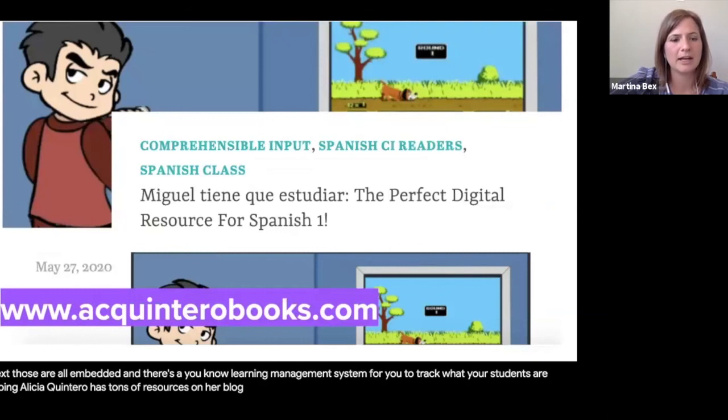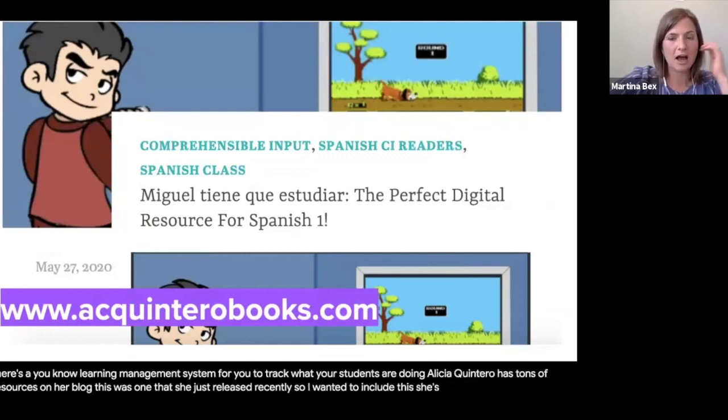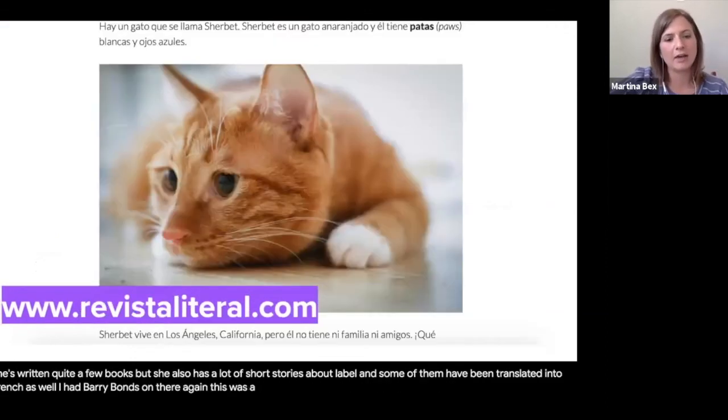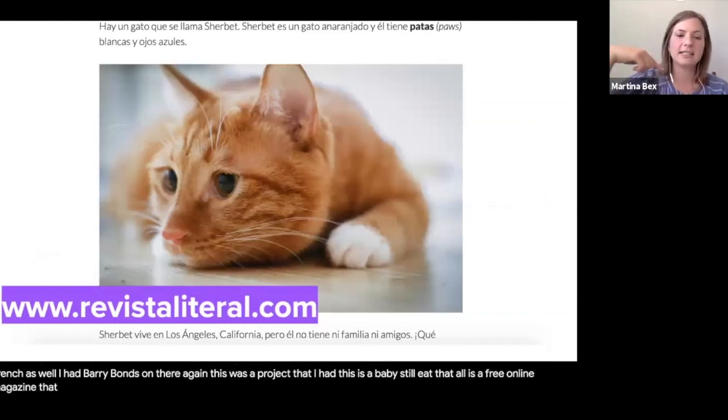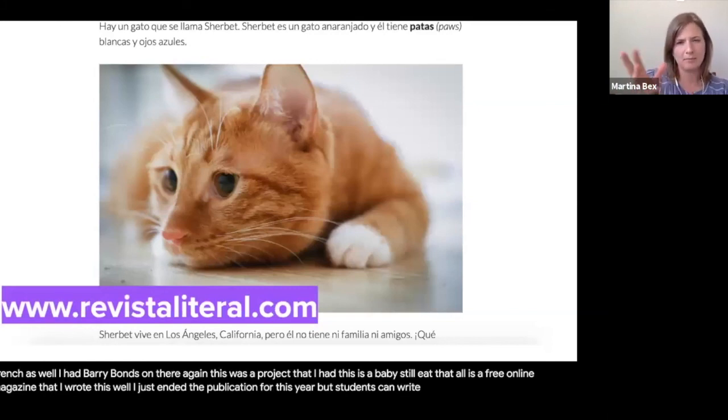Oh, I had Garbanzo on there again. This was a project that I had. This is Revista Literal, a free online magazine. I just ended the publication for this year. But students can write stories and they can submit them, and we'll publish student stories. So students submit stories, all of the errors, as messy as they are, we will take them. We have a team of volunteers that edits them, both for language errors and then also to help them make a little bit more sense in terms of plot. And then we'll add images and we publish them on the website.